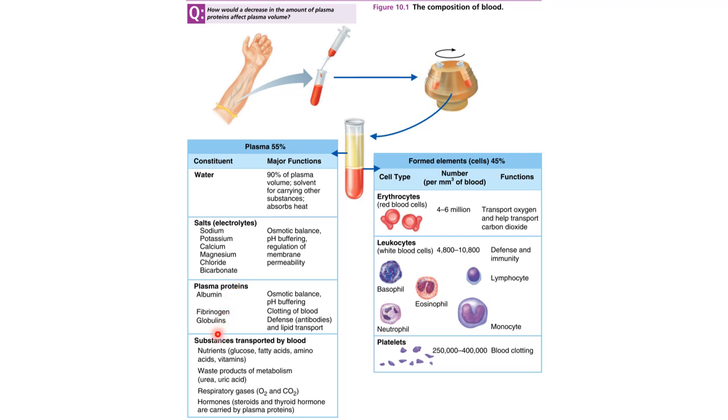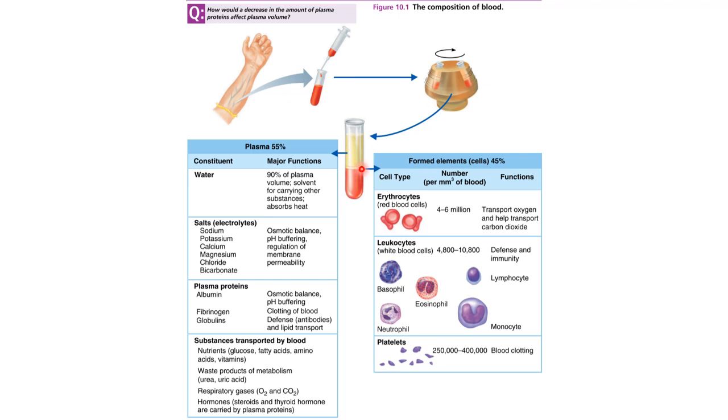And substances transported by blood. So, ito yung other solutes natin. Like nutrients, waste products, respiratory gases, even oxygen and carbon dioxide, and hormones. So, this will be what you will find in the plasma. Ito, in total, would be the formed elements made up of red blood cells and white blood cells.